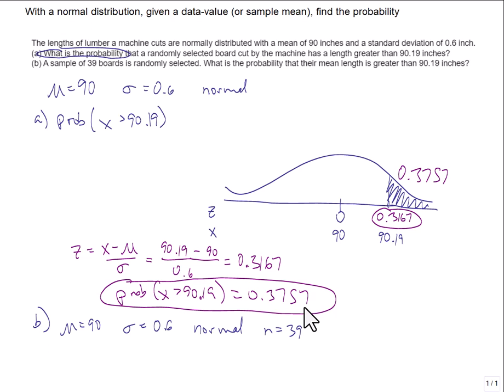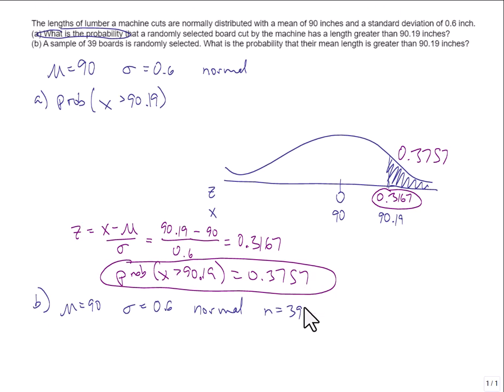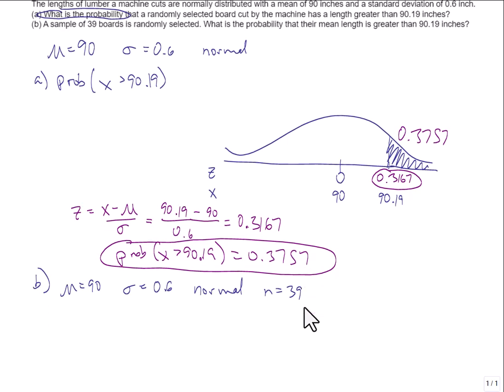As soon as you have a sample, and as soon as you have n equals 39, what that means is it's a distribution of a sample mean. And when it's a distribution of a sample mean, there is a new standard deviation that you need to use for your distribution and for your calculations.